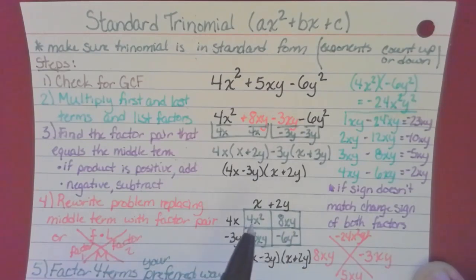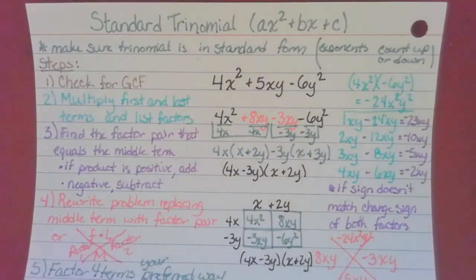Going across, I have 4x squared and 8xy. GCF going across is going to be my 4x. And then GCF going across here, starting with the first one is a negative, so that's the negative that happens for that GCF. And it is a 3y between those two. So my answer, my two factors, are going to be the numbers on the outside. So I have the 4x minus 3y and the y plus the x plus 2y.